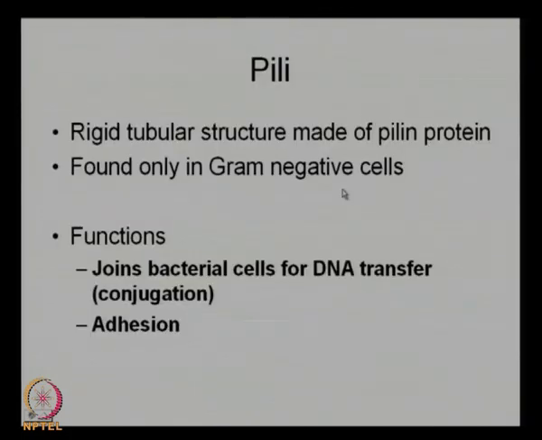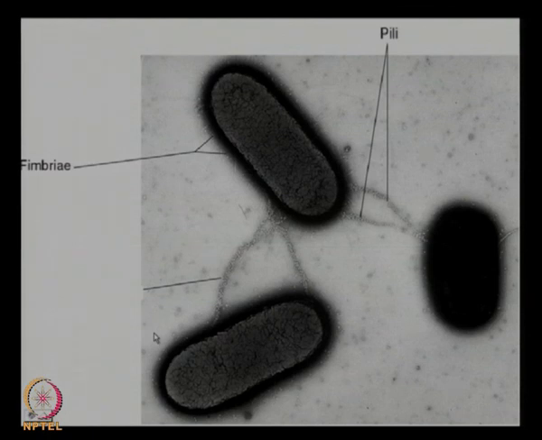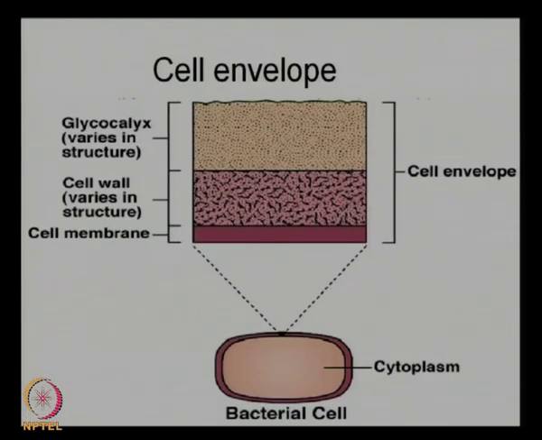And if we see the other function, it also helps in adhesion. So, this is the major function of the different appendages which are present on the outer wall of the bacterial cell. Now, coming to the cell envelope.